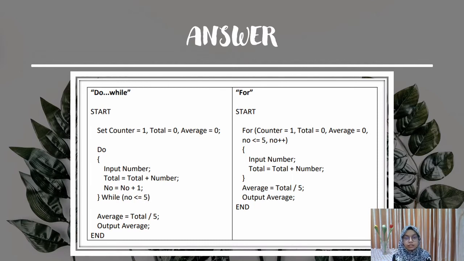For 4, start with counter 1, total 0, average 0, and while counter is bigger or equal to 5, counter plus plus. And then input number, total equals total plus number, and then average is total divided by 5, and then output is average.